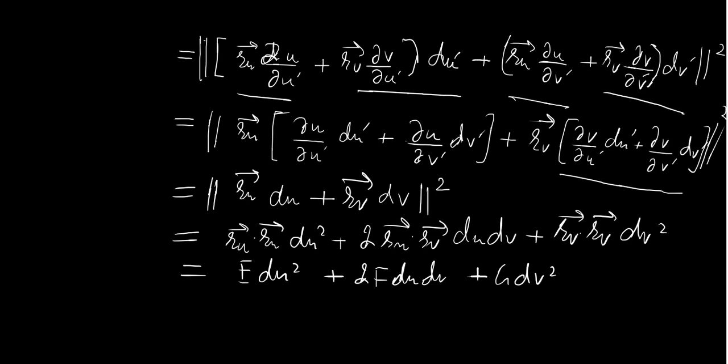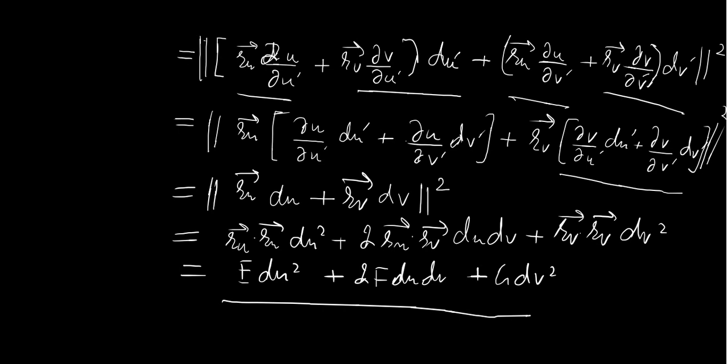So under the change of parameters, the metric does not change. Whether I take my metric with respect to old parameters or new parameters, their values are the same. So that was the invariance property of the metric.